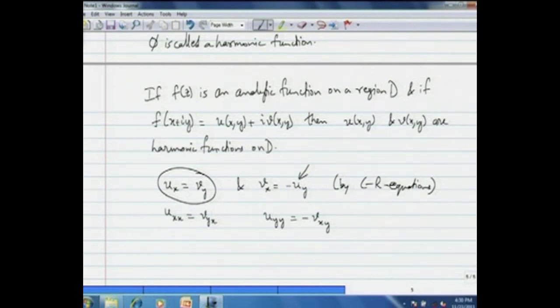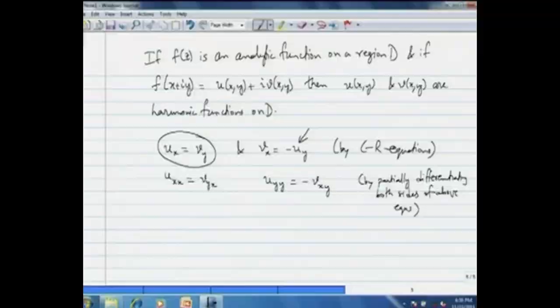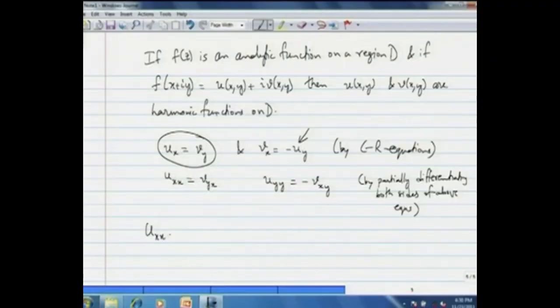So by partially differentiating both sides of the above equations, one with respect to x and the other with respect to y, I am not going to write that, I will just say that verbally. And this holds on all of D. So when we add u xx plus u yy, we get v yx plus minus v xy. Since v yx is v xy, we get v xy minus v xy, which gives us 0. And so u satisfies the Laplace equation.